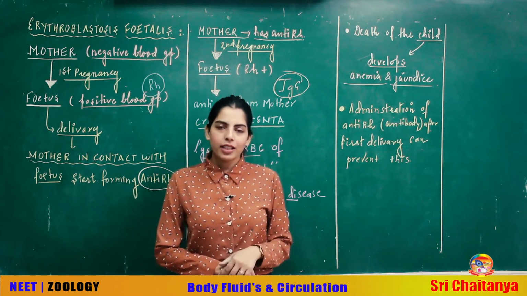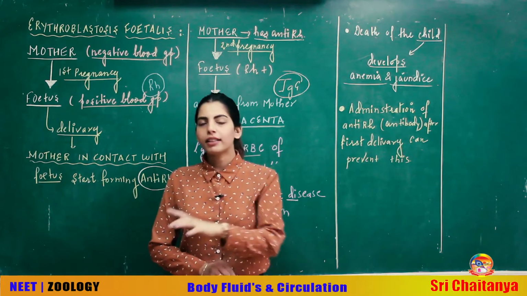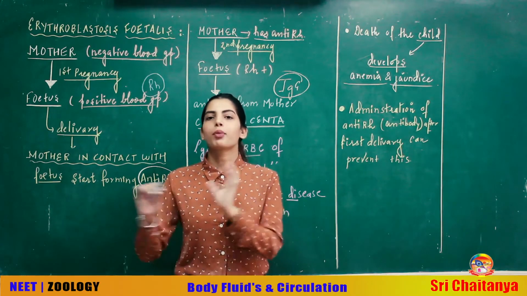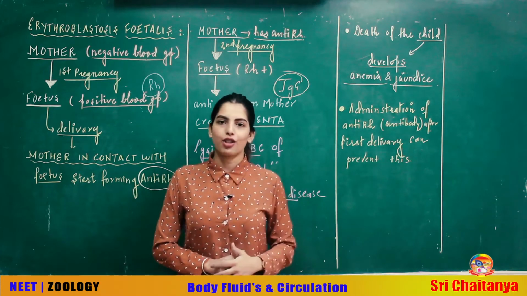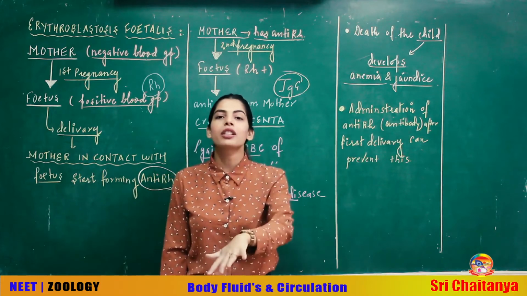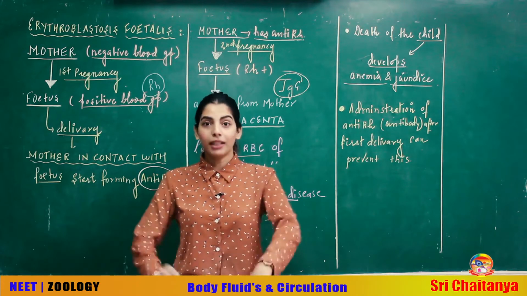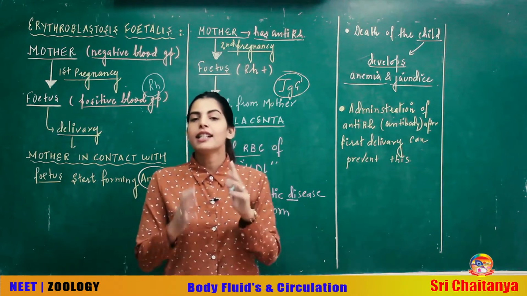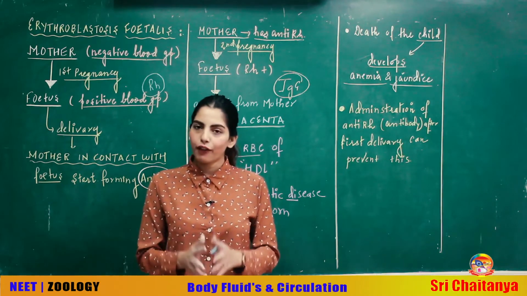How it can be prevented? If after the first delivery, when the mother came in contact with the Rh positive, what we can do is provide the mother with anti-Rh, antibodies against Rh. All those antigens will then be destroyed and we will not allow the mother herself to generate antibodies. If the mother is not generating antibodies, we won't have any antibodies during the second pregnancy. That's how we can prevent erythroblastosis fetalis.